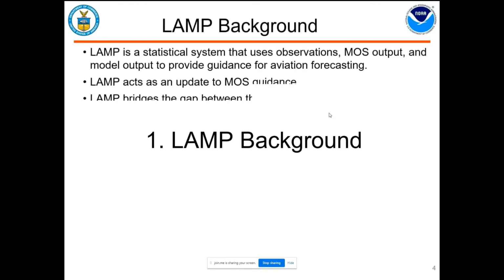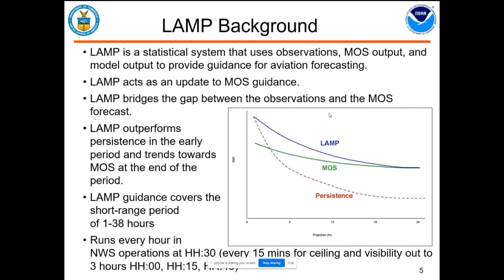LAMP background. For those who aren't familiar with what LAMP is, it's a statistical system that uses observations, model output statistics, and model output to provide guidance for aviation forecasting. LAMP acts as an update to MOS, bridging the gap between the observations and the MOS forecast. You can see in the chart that LAMP outperforms MOS and persistence in the early projections and then trends toward MOS near the end of the period.